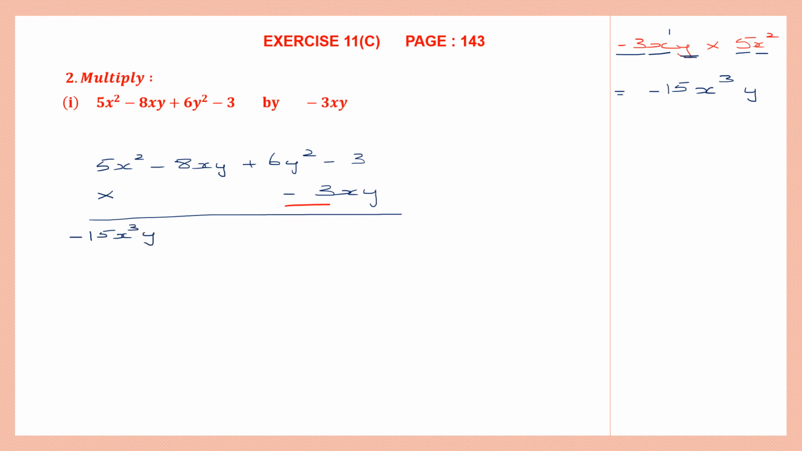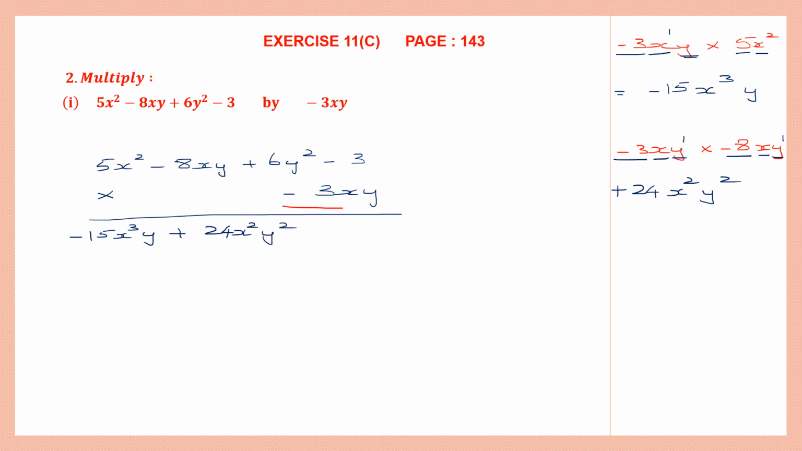Now we're going to multiply minus 3xy with the second term of the polynomial. That is minus 3xy into minus 8xy. So first step, multiply the numerical coefficients. Minus 3 into minus 8. Minus into minus is plus. 3 8s are 24. Then x to the power of 1 into x to the power of 1. X to the power of 2. Y to the power of 1 and here also y to the power of 1. So that is y to the power of 2. So let's write that here plus 24x square y square.